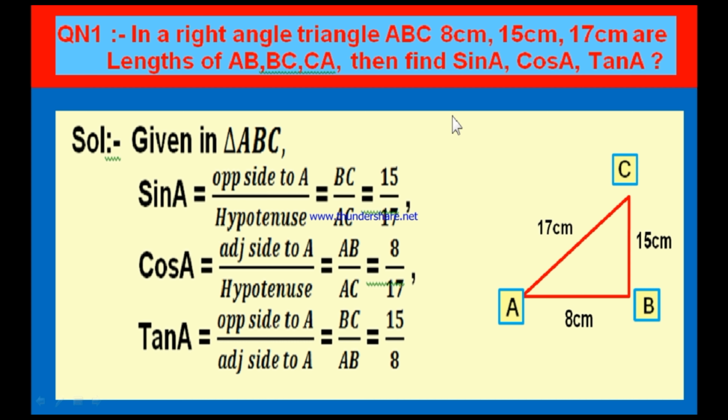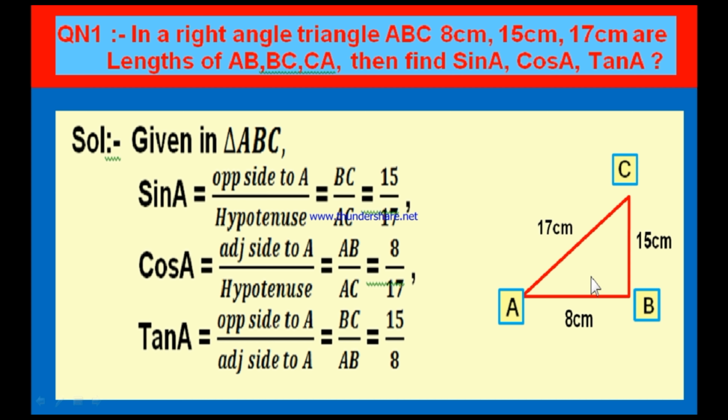Next, third one, tan A. Tan A formula, opposite side to A by adjacent side to A. For A, opposite side is BC and adjacent side is AB. Therefore, tan A is equal to opposite side to angle A by adjacent side to angle A, that is BC by AB. BC value is 15 and AB value is 8. Therefore, tan A is equal to 15 by 8. Like this, we found the three trigonometrical ratios when you know the three sides of the right triangle.